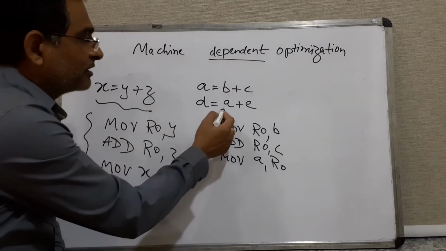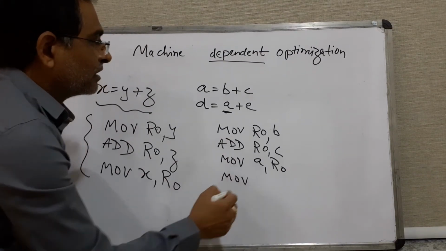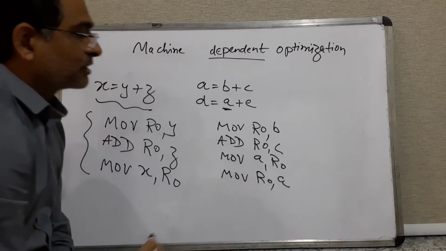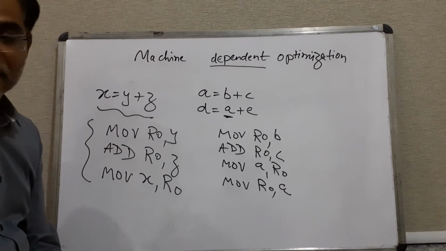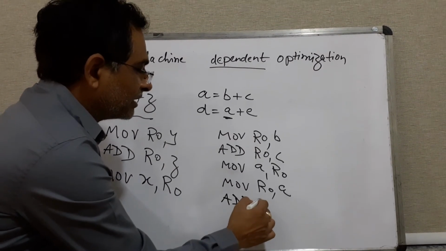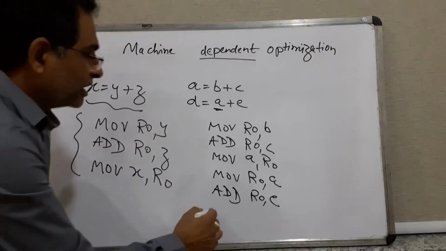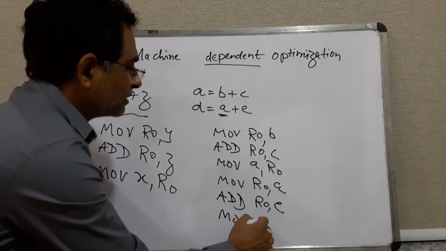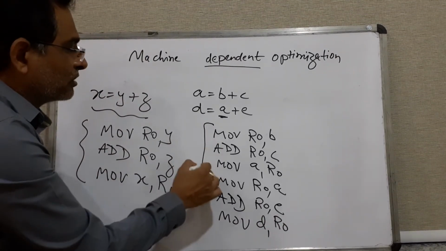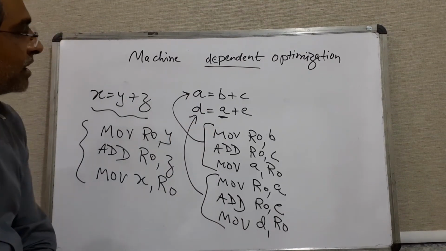Then again, a is supposed to be brought back and loaded. So I will move it into one of the registers. I can use the same register again, because that is always possible. So that content is brought into the register, and then again I need to add it with the variable, let's say e. So add r0 with e, and then finally I need to store this content to d. So let's say move d comma r0. If you see this, independently this is the code for this one, and independently this is the code for this one. So independently there is no problem at all.